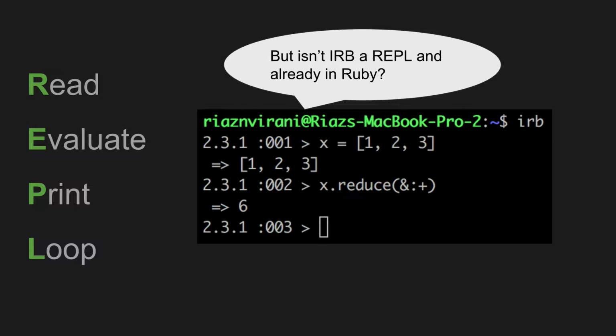Obviously you can say, well, IRB is also a REPL. Most of you who've ever done Ruby programming have seen that, where you just have Ruby installed, you type IRB, and you get this little thing on your command line, and you can run code. So why are we even talking about pry?